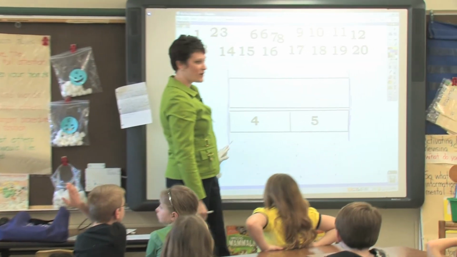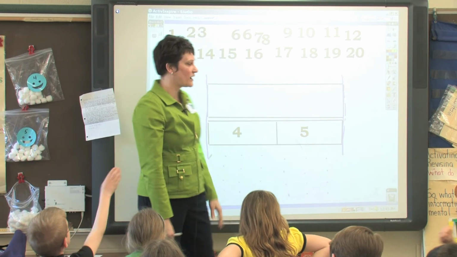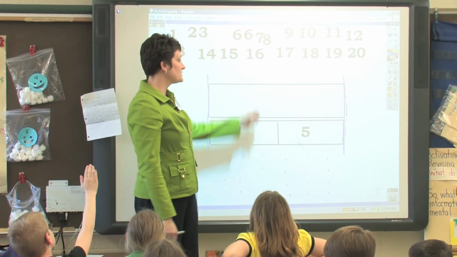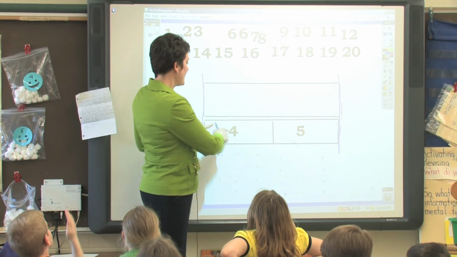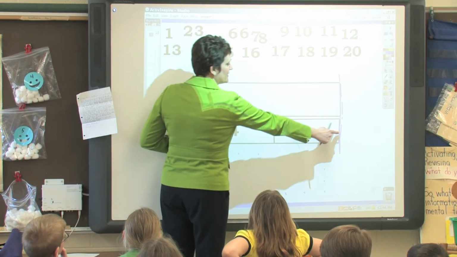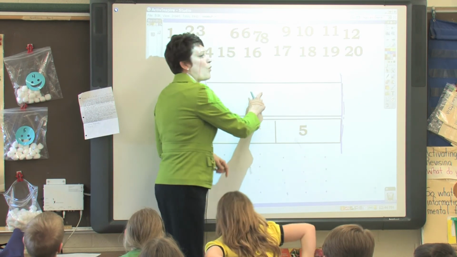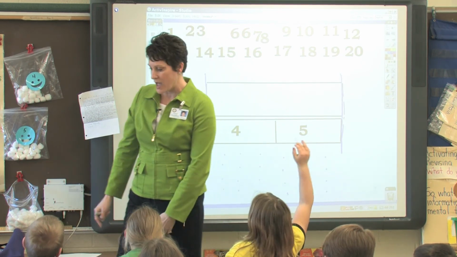They're the same length. They both start here and they both end there. So this is the same length as this one. So somebody said I was missing a number up here. If I have 4 and 5 and this one is this long and this bar is the exact same length, what one number can I put there?